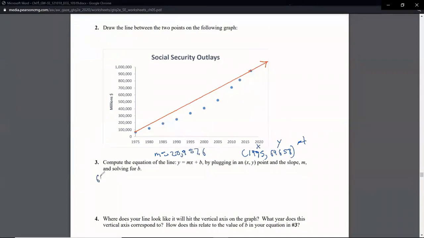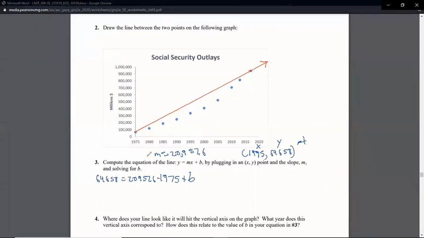So the y value, 64658, is equal to the m, which is 20,957.6, times the x value, which was 1975. I know it kind of looks like a 9. And then plus the b. Again, I just plugged those three numbers into those three variables. We don't know the y-intercept. That's the whole point of what we're doing here. Again, just trust me on this calculation, and please try it out on your own as well.